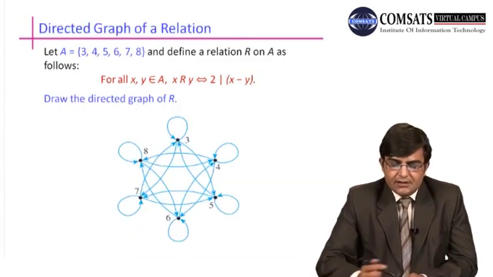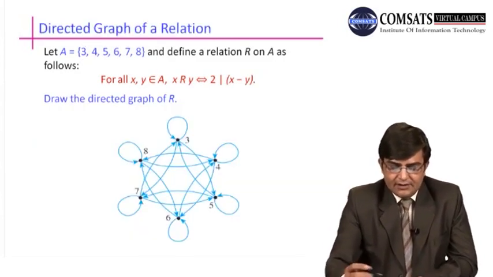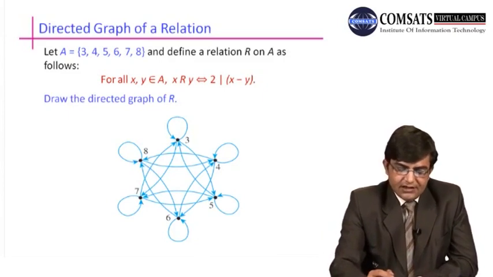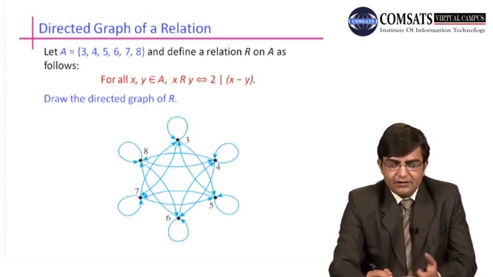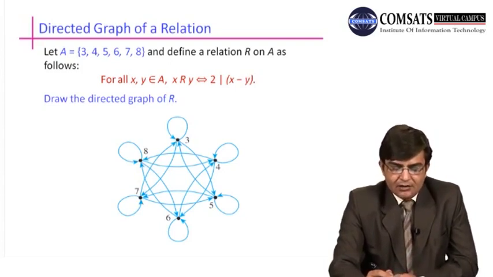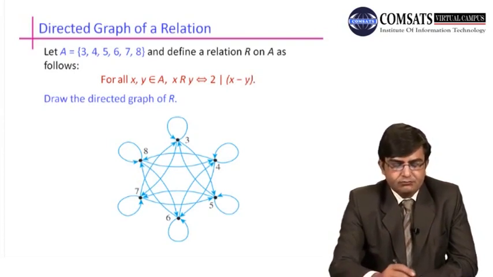Now if we write 3, 4, 5, 6, 7, 8, how do we express that 3 is related to 3? We start an edge from 3 and end it on 3 also, which is a loop, as we have discussed in the previous slide. So at every element, there is a loop.